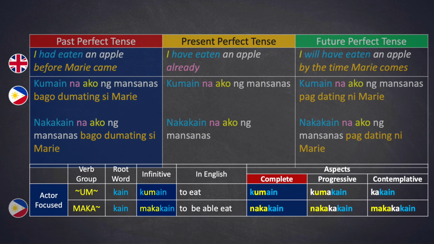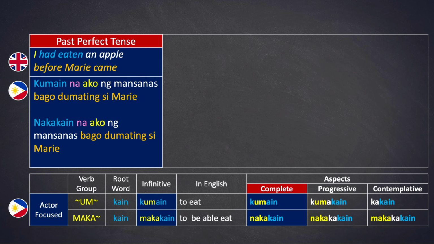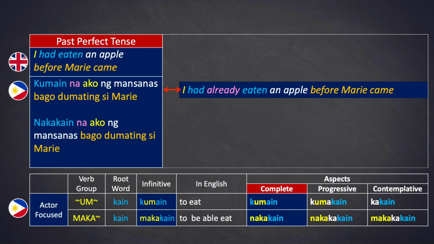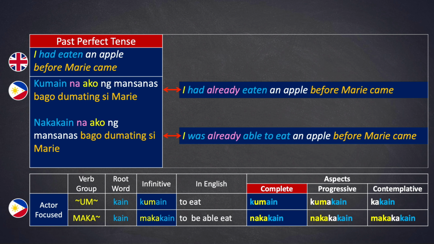Let's take a look at the past perfect tense in English. I had eaten an apple before Marie came. Kumain na ako ng mansanas bago dumating si Marie. I had already eaten an apple before Marie came. Nakakain na ako ng mansanas bago dumating si Marie. I was already able to eat an apple before Marie came.